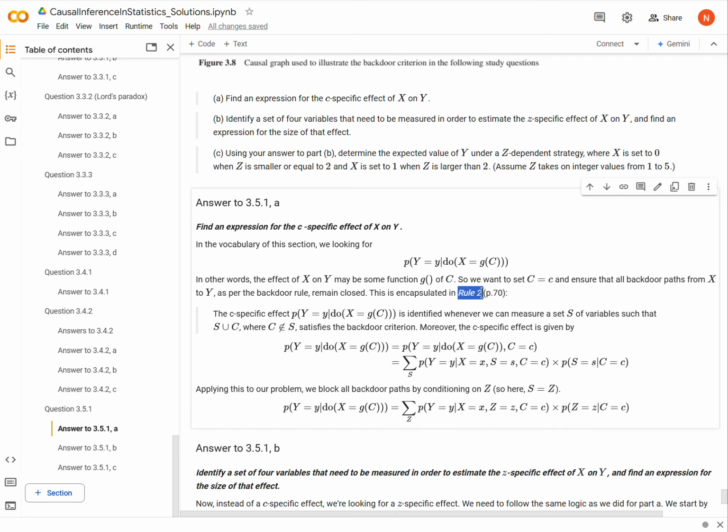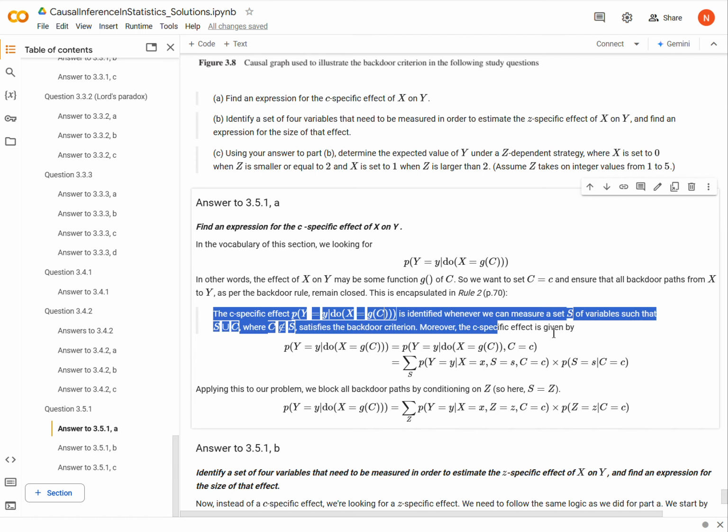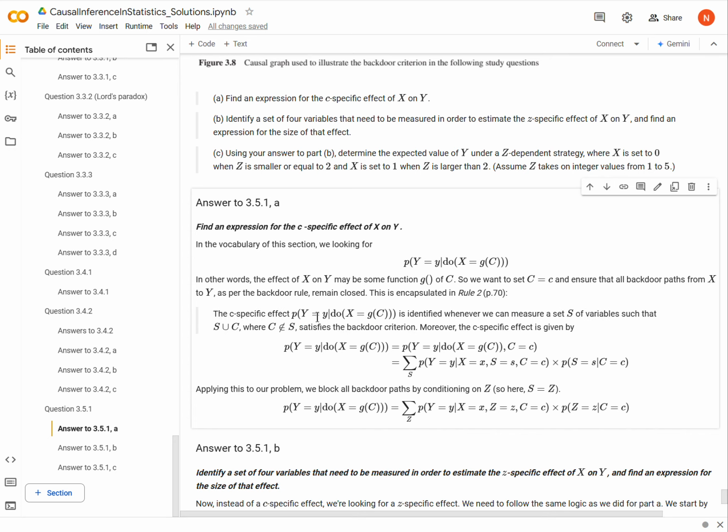According to Rule 2 in the book, it's on page 70 if you want to read a little bit more about it. The rule states that the C-specific effect, probability of Y do X as a function of C, is identified whenever we can measure a set of variables, generically called S, such that S union C, where C is not within S, satisfies the backdoor criterion. Moreover, the C-specific effect is given by this right here. So here's an expression for it, and here's another expression for it.